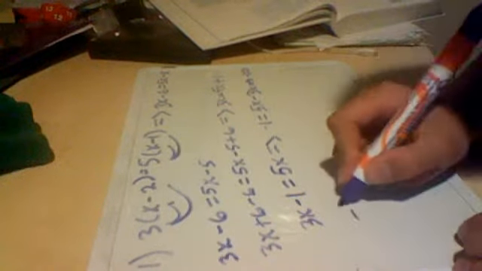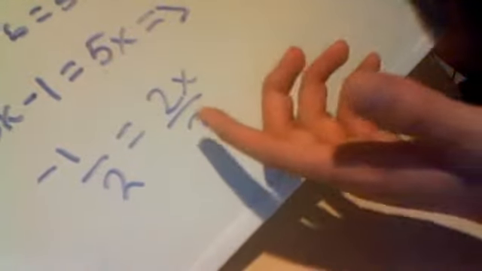Then we solve for x. Since we want to solve for x, we divide both sides of the equation by 2. If we do that, we get minus 1/2 equals 2x divided by 2. When you have 2 times x divided by 2, the 2's cancel each other out. So we're left with x equals minus 1/2.